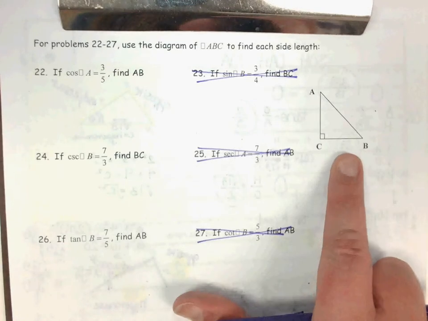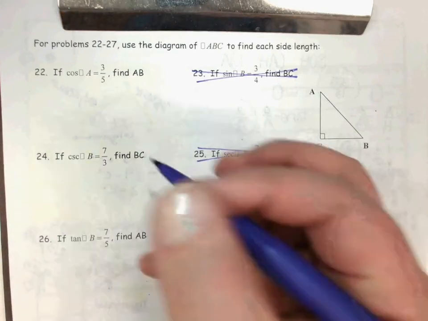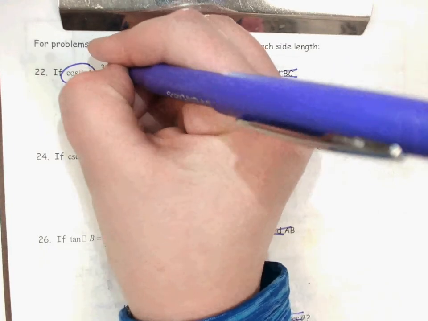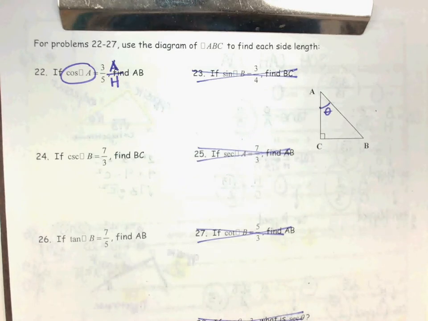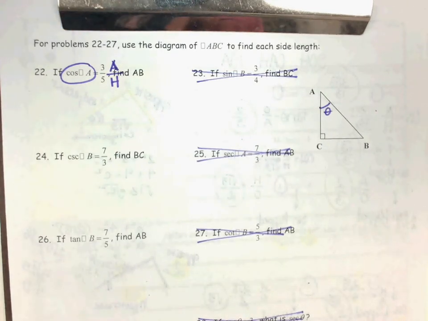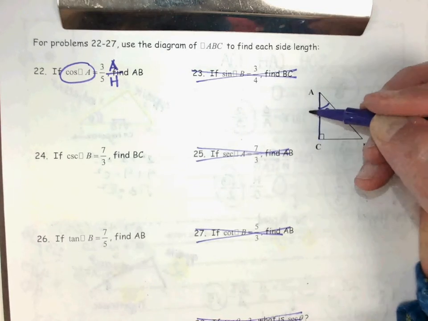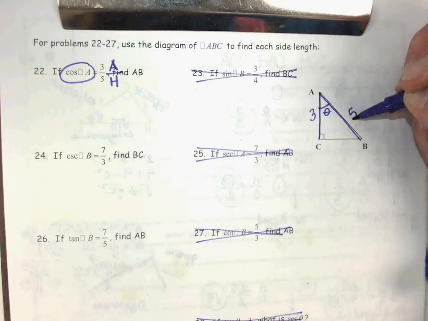So you have your little triangle over here. It tells you that cosine of A is 3 over 5. Now, what are cosine sides? SOHCAHTOA. What is cosine sides? Okay, adjacent over hypotenuse. So if I'm in corner A, I put my little theta up there. My adjacent side has to be 3. My hypotenuse has to be 5.